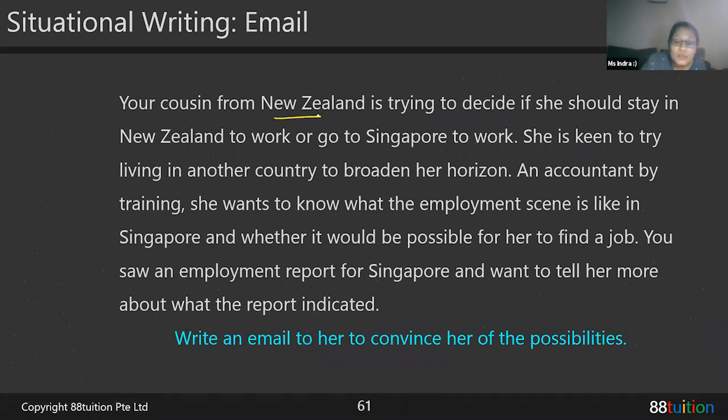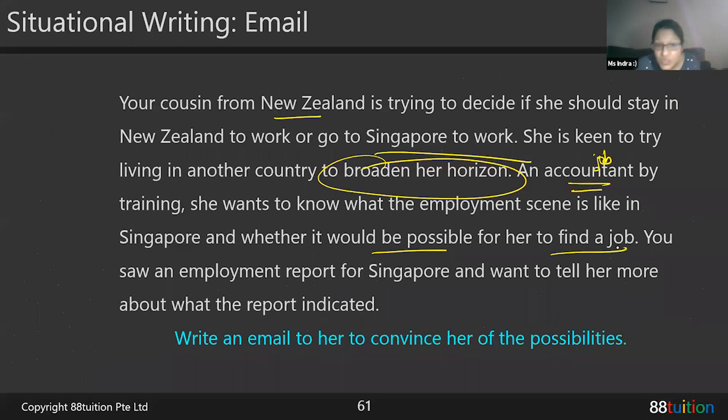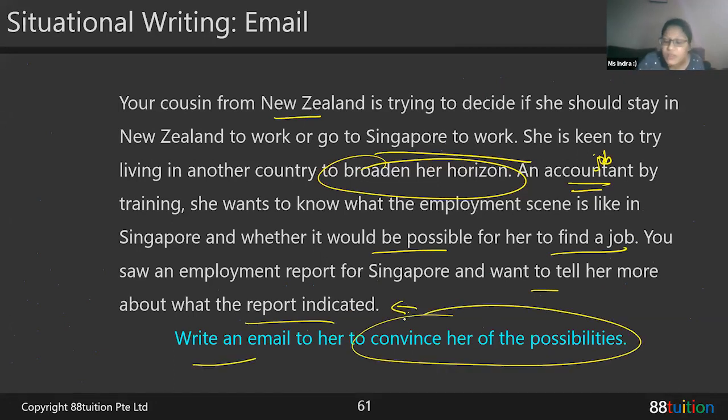Your cousin from New Zealand is trying to decide if she should stay in New Zealand to work or go to Singapore to work, right? She's keen to try living in another country to broaden her horizon. An accountant by training. Now, you know that this is her job, right? She wants to know what the employment scene is like in Singapore and whether it would be possible for her to find a job. You saw an employment report for Singapore and want to tell her more about what the report indicated. So basically something for you to take note of, right? You were being very sweet to her. You saw this, you want to tell her about it. So write an email to her to convince her of the possibilities.